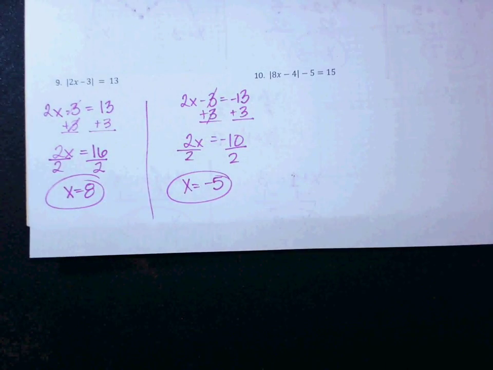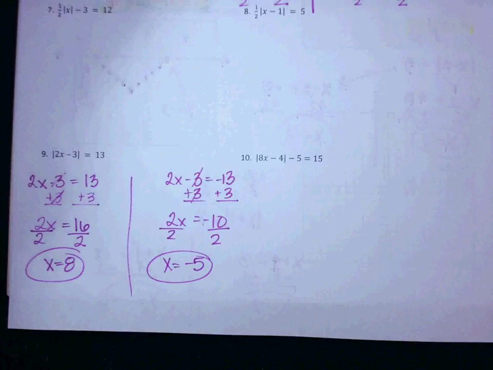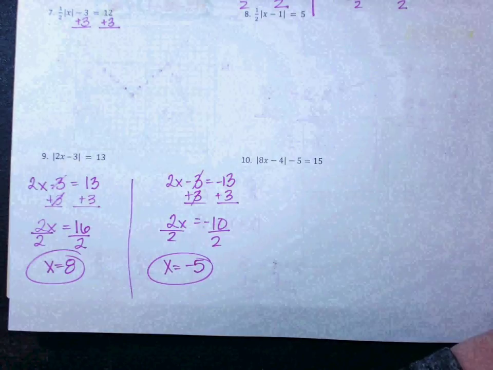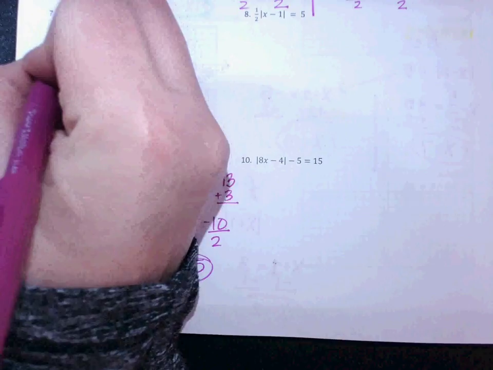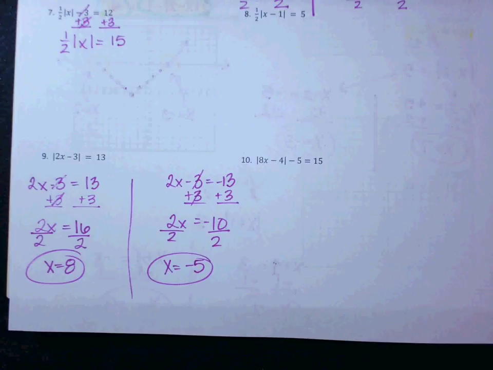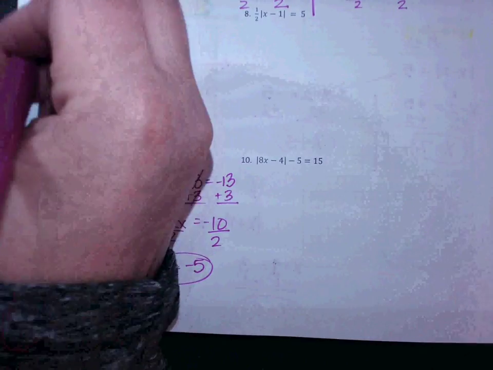Got it? Alright, let's do the two that have the fractions. Let's do number 7 first, right above it. How do I get rid of the minus 3? Plus 3. What is 12 plus 3? 15. So I have half of x equals 15. So far so good. Now 1/2 is 1 divided by 2. If I wanted to get rid of divide by 2, what's the opposite of divide? Multiply. So if you want to get rid of 1 divided by 2, you would multiply by 2.